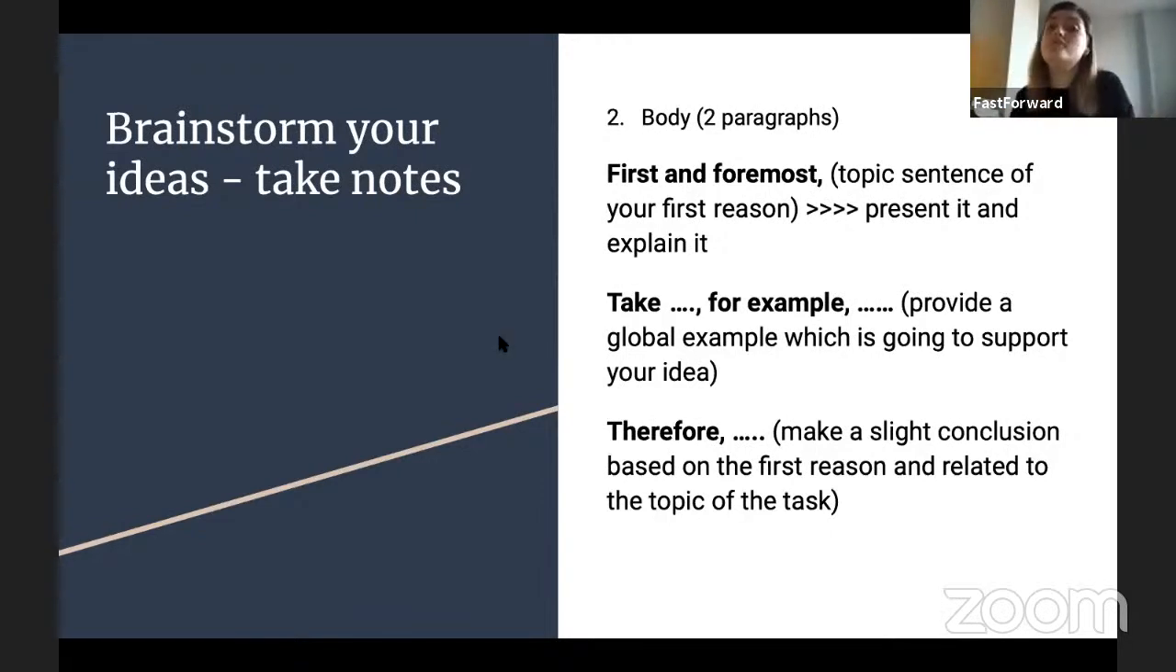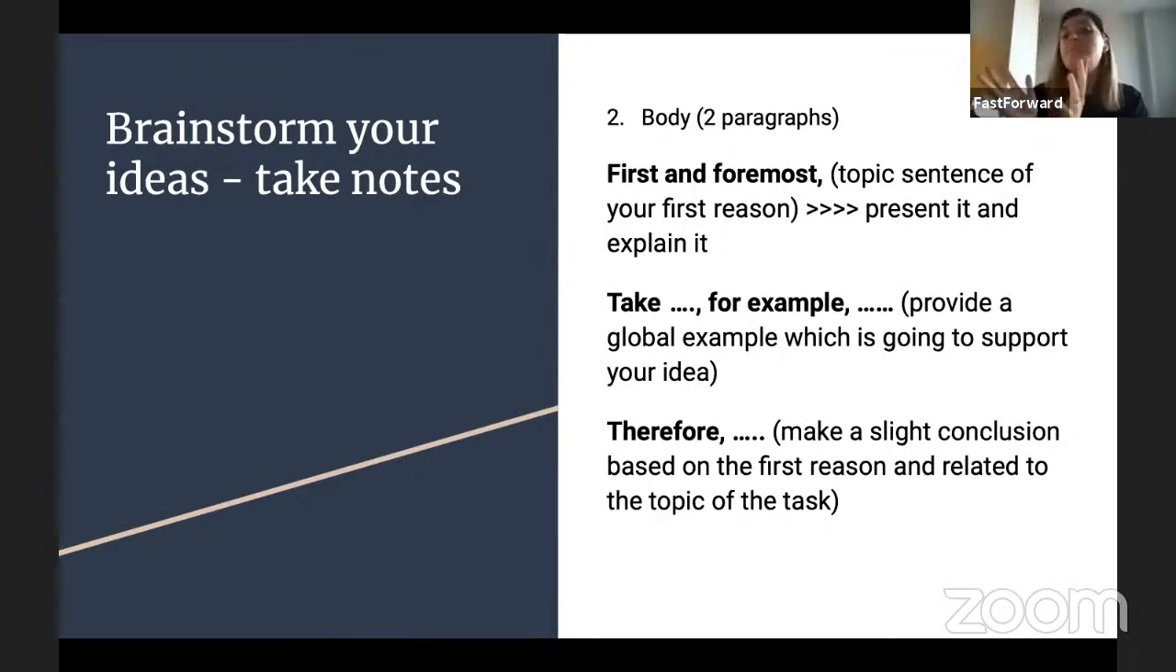So how to move to your example? Here I suggest different options for how to do that. You can use the structure "take," then something. This something is going to be your example. For instance, take, I don't know, take Harvard University, for example, and then you move on, right? So maybe you will talk about something happening in Harvard University or something like that. So after "take," it should be a noun structure. That's what I'm trying to say, okay?